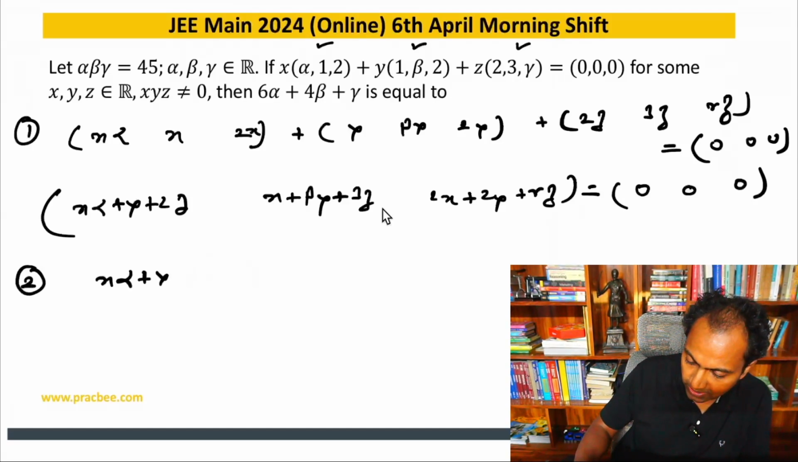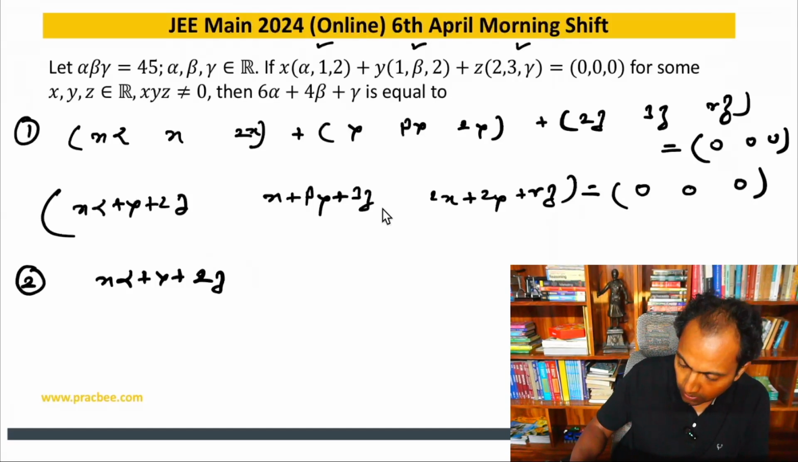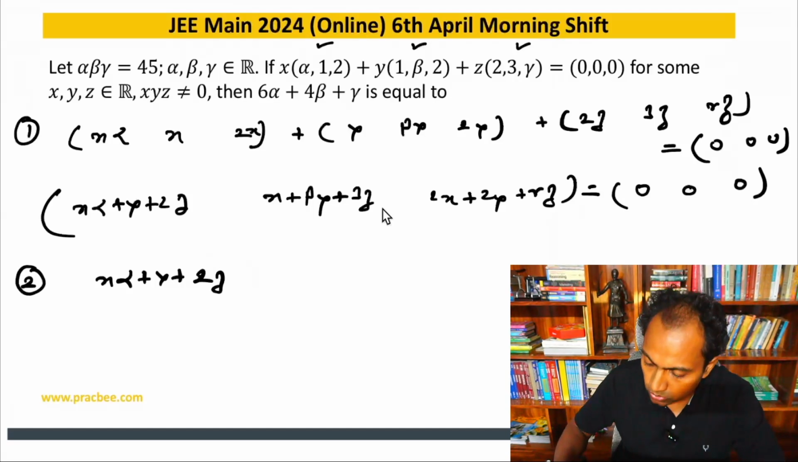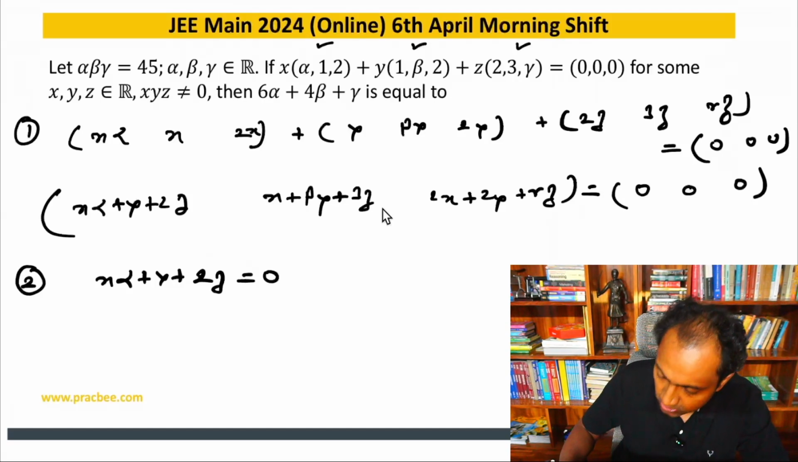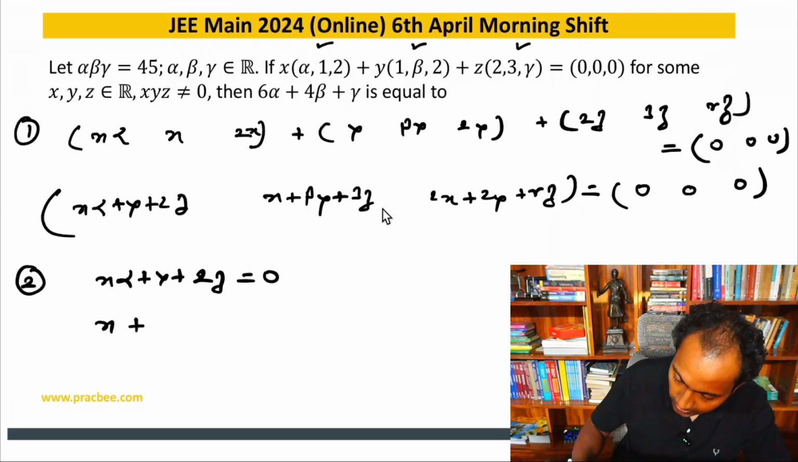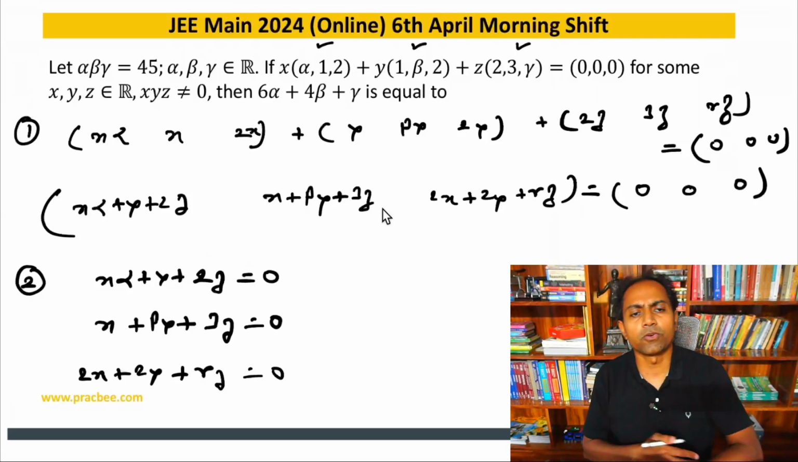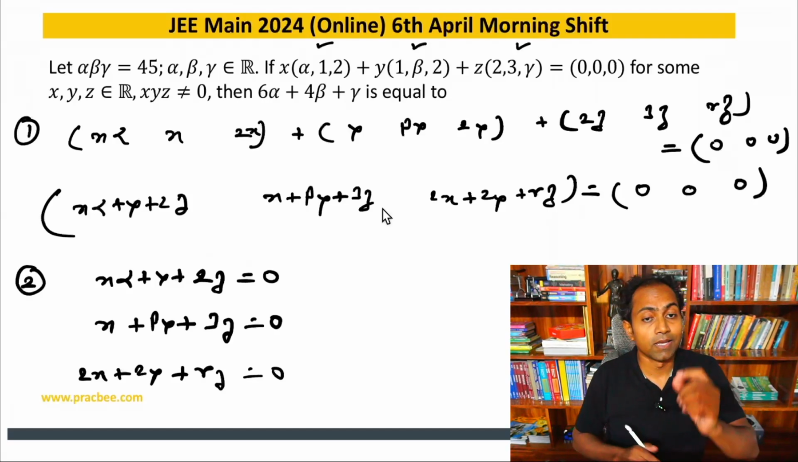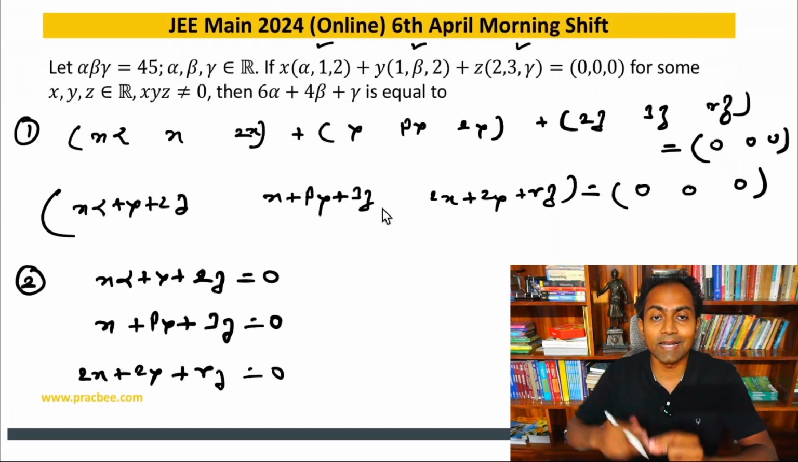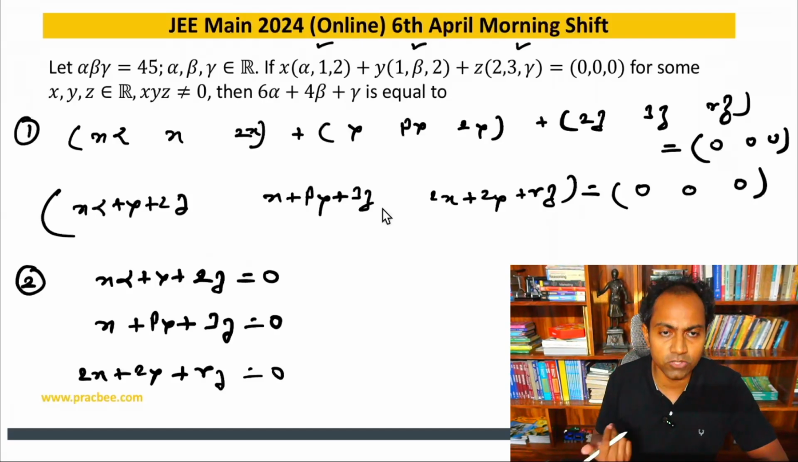You can see that directly the three equations were not given. We had to do a little bit of work to get there. So this is my first equation. x plus beta y plus 3z is the second equation, and 2x plus 2y plus gamma z equal to 0 is the third equation. Now why is it important to write and understand it in this manner? Because these are very different equations. You can see that the value of d in all of these three equations is 0.